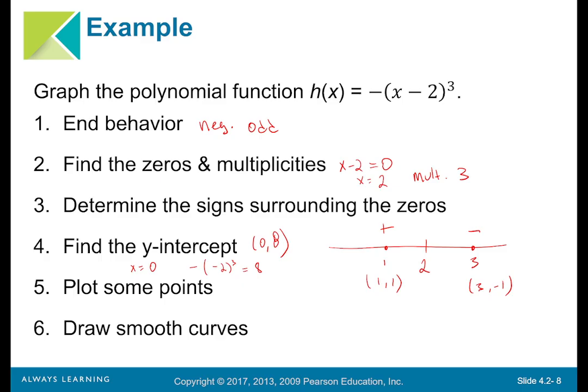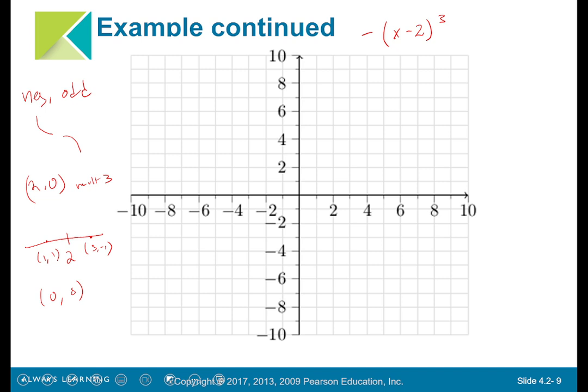That's also helpful. Our plot the points is really covered by our number line work, and then we're going to draw our curve. So going to the next slide, again, I kind of wrote down some of these things already. So we have that it's negative and we know it's odd, which we know is going to be like this shape.